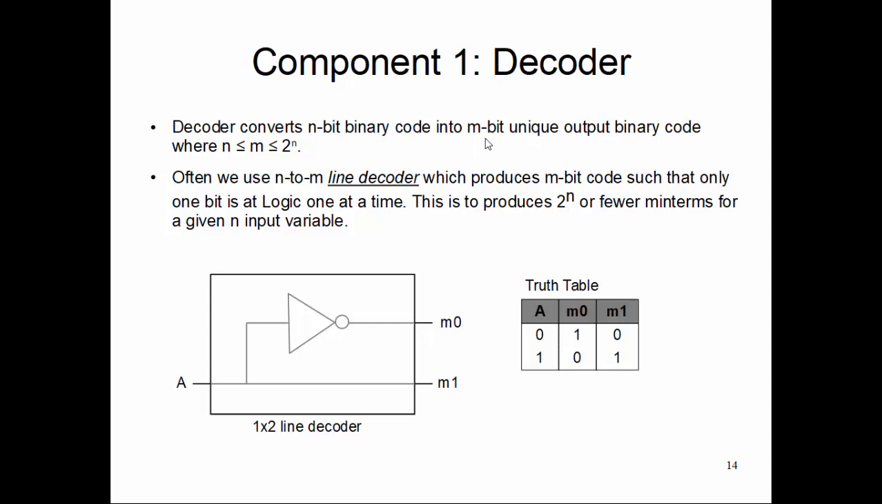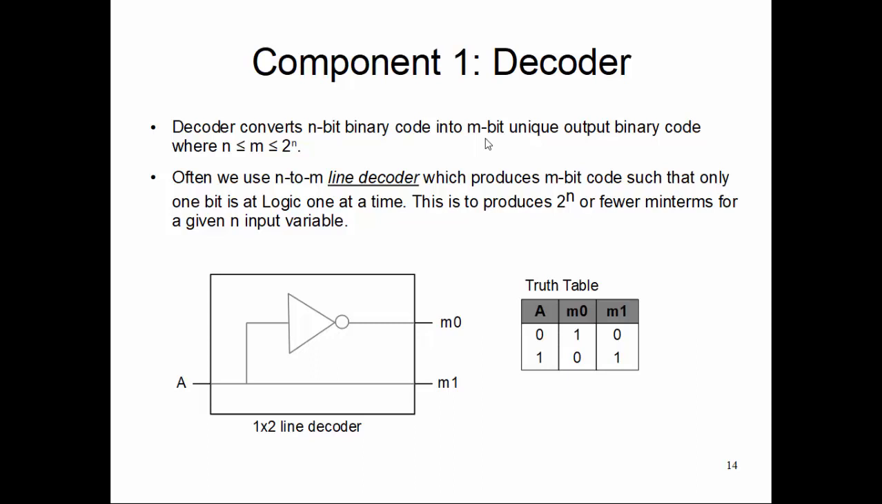And usually, whenever we say line decoder without any further constraint, like n-bit line decoder, we assume m equals 2 to the power n. Usually. But strictly, theoretically speaking, this is to produce 2 to the power n or fewer min terms. We can have fewer than 2 to the power n outputs in a line decoder and we still call it a line decoder, but that is a mere technicality.